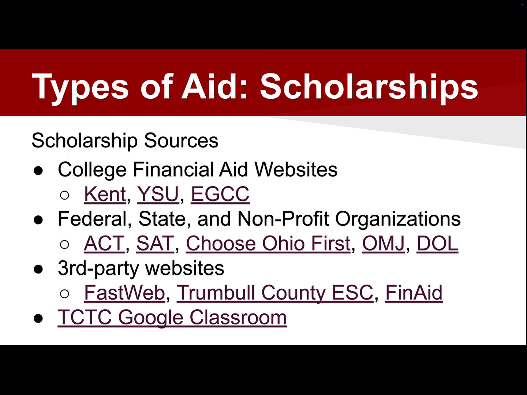Some other sources of scholarships. Always start with your college financial aid website. Kent's, YSU's, and Eastern Gateway's financial aid websites are linked there. They oftentimes have separate scholarship applications that you have to complete. They are called institutional aid forms or college financial aid forms. Sometimes each college has their own nonprofit group, like a foundation, that seeks out money that they then distribute in the form of scholarships. But there are also some federal, state, and nonprofit organizations that also offer scholarships.